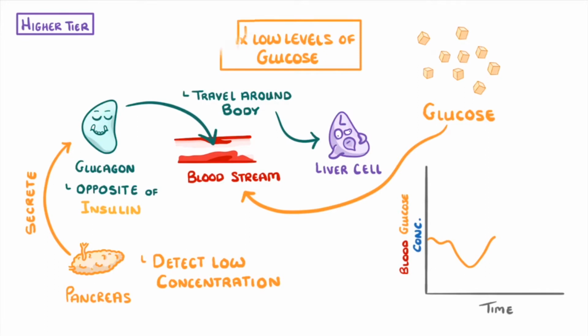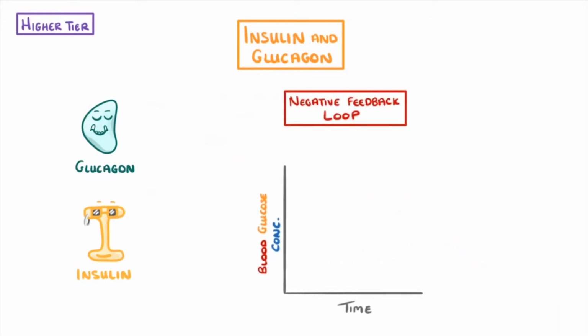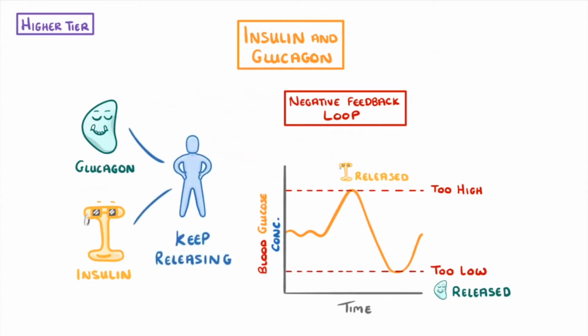If you think about insulin and glucagon together, you can see that they create a negative feedback loop. If glucose levels get too high, then insulin is released, which causes the glucose to drop down again. But if it drops too low, then glucagon is released, which causes the glucose levels to increase again. In reality, our bodies keep releasing insulin and glucagon to ensure that the amount of glucose in our bloodstream is always kept around the right levels. And this is why our blood glucose concentration constantly changes or fluctuates like this, rather than being a flat line.